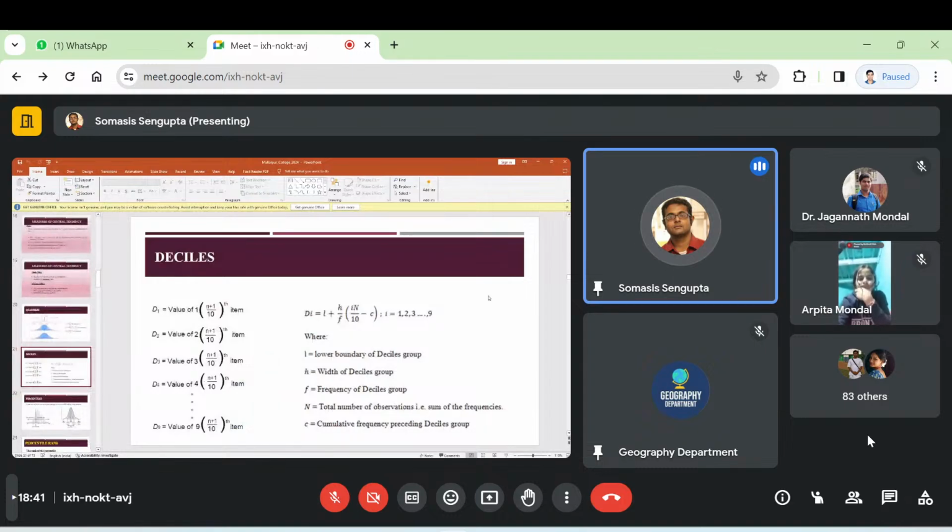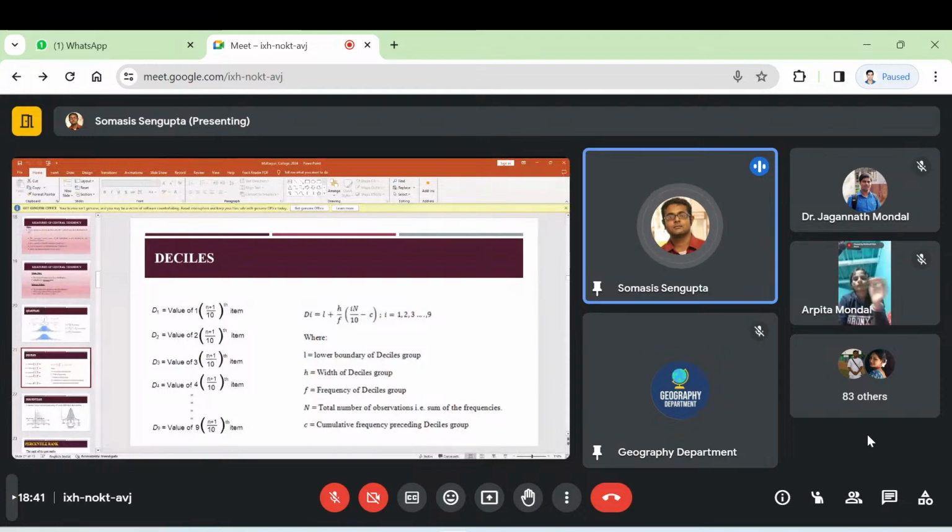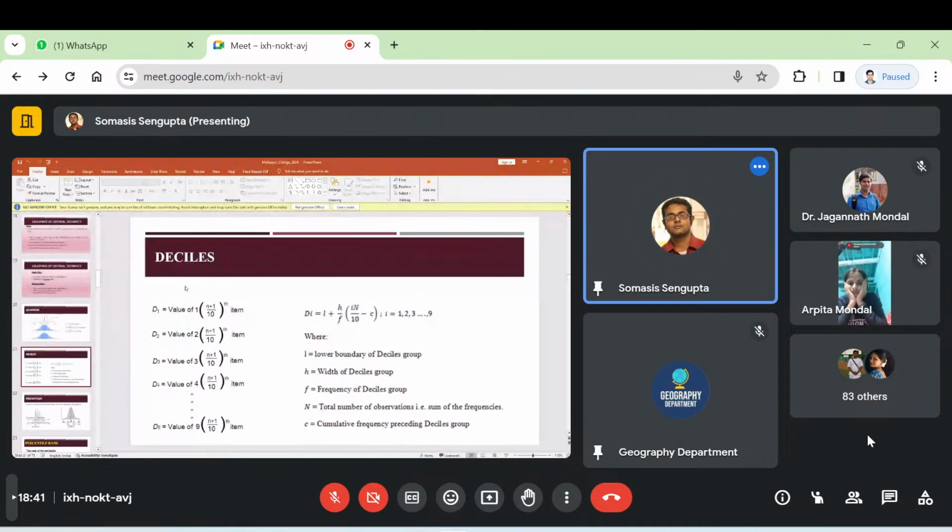Next, you have decile. The very name suggests that decile is one which divides the distribution into 10 equal parts. So there are 9 deciles, D1, D2, D3, D4 up to D9. How do I find it out? This is the formula. I am not going into the details of the formula. But basically, D1, that is the first decile, divides the distribution into 10%, D2 20%, D3 30%, till D9, which gives you 90 to 100%. So there is a formula.